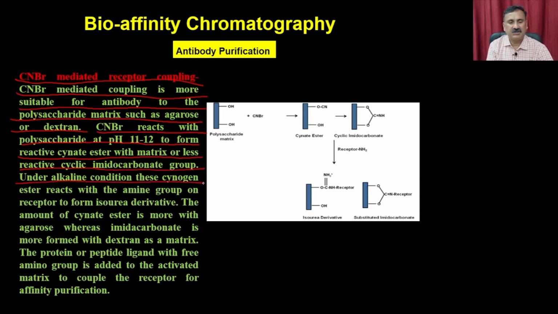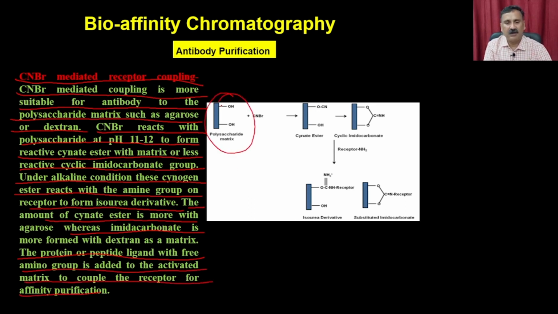Under alkaline conditions, these cyanate esters react with the amine groups on the receptor to form the isourea derivatives. The amount of cyanate is higher in agarose. The protein or peptide ligand with a free amino group is added to the activated matrix to couple the receptor for affinity purification.